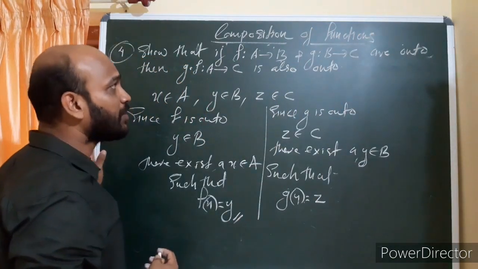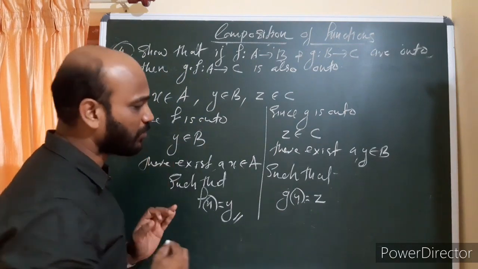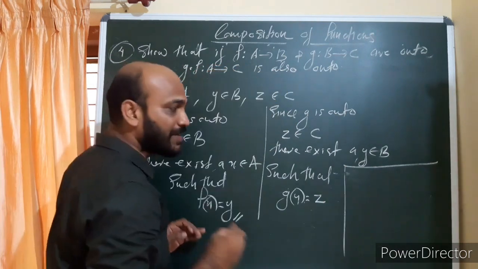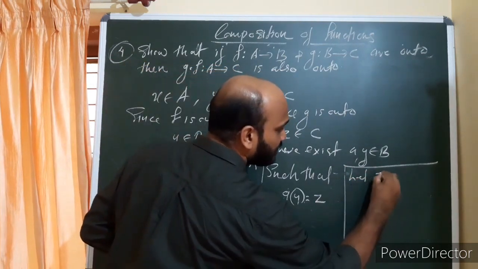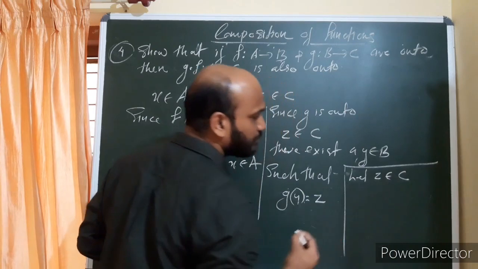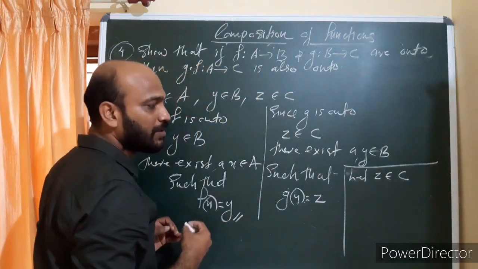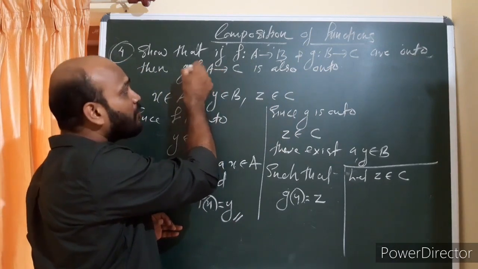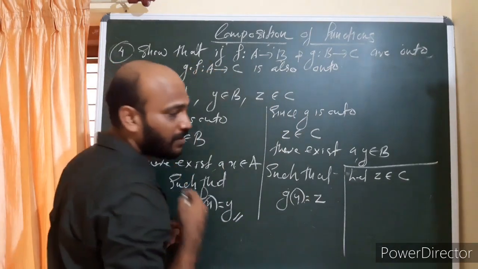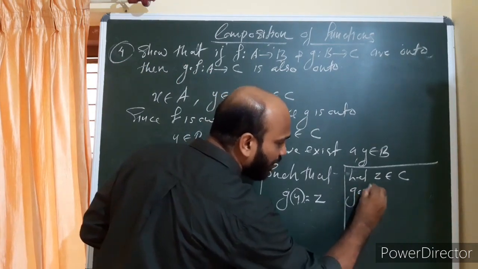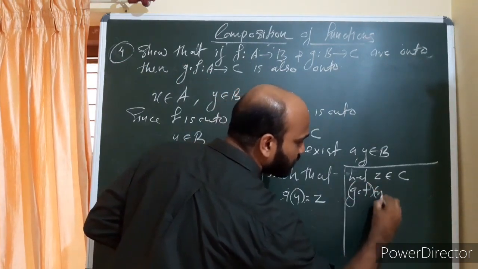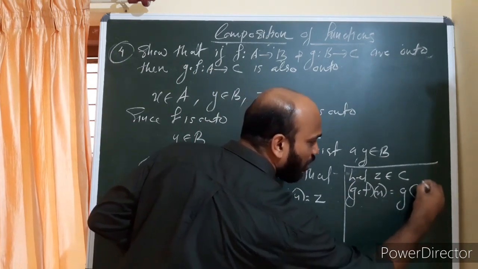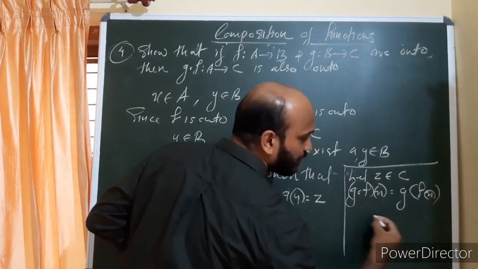Now we want to show that g of f from A to C is onto. For that, I'll write the proof here. Let z belong to C. Then we want to show that there exists an x belonging to A such that g of f of x equal to z. Now, just find g of f of x. So, what is g of f of x? By definition, this is equal to g of f of x.